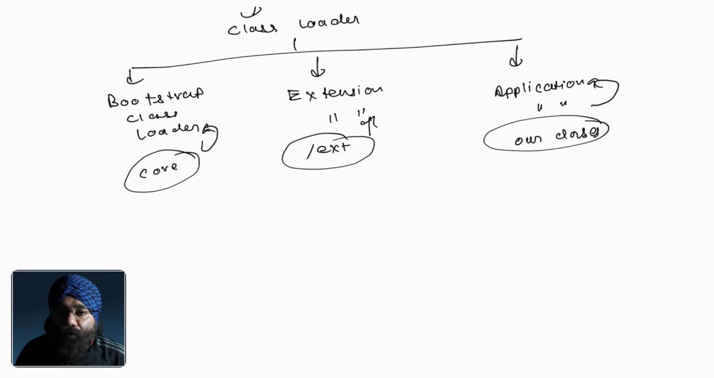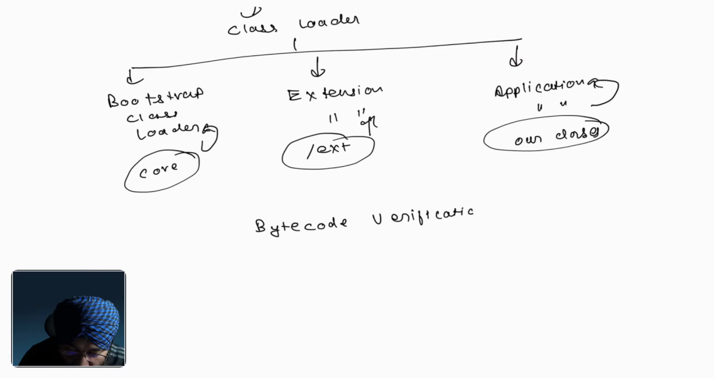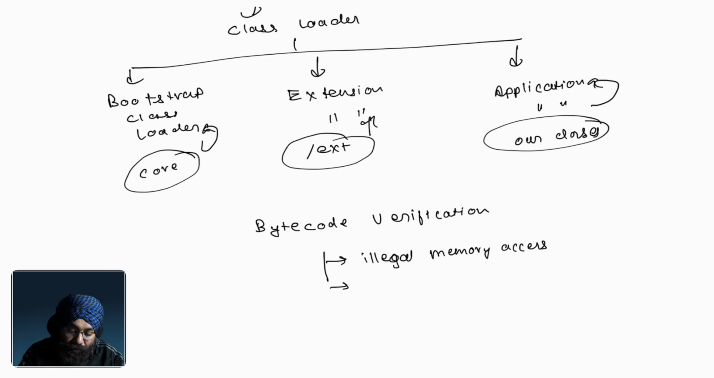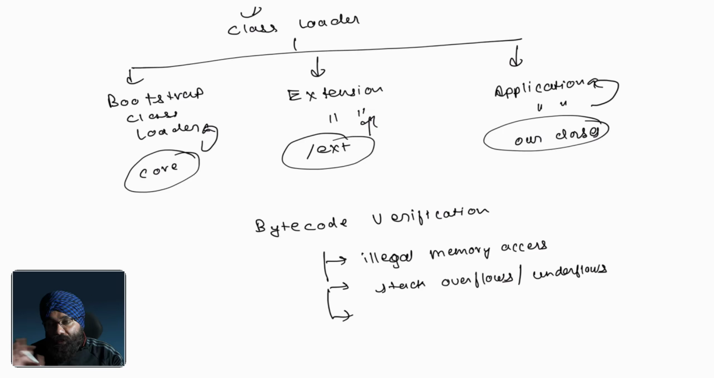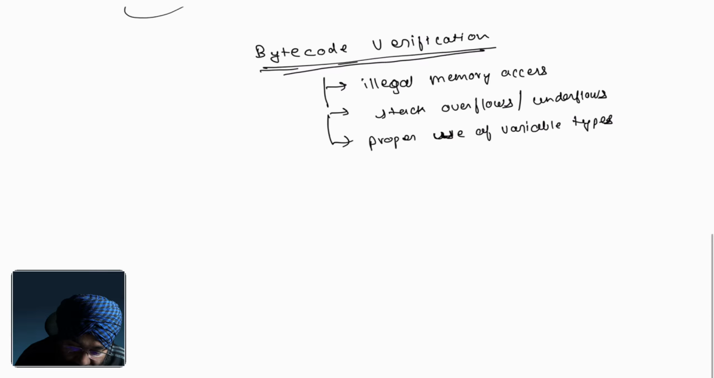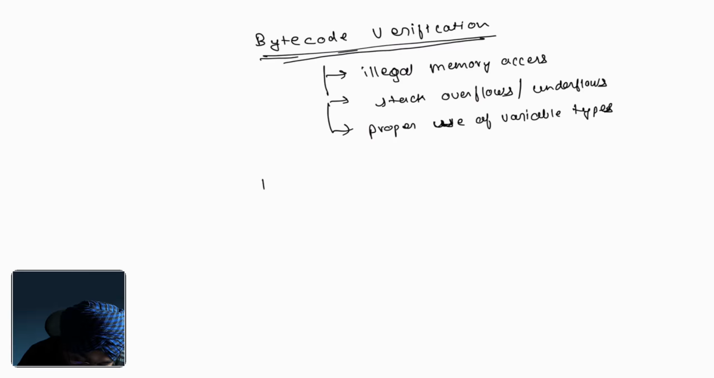Apart from loading the class into the memory, the JVM also does verification of the bytecode. Before loading the class into the memory, it verifies the bytecode for us. It checks that no illegal memory access is present in the code. It also checks for cases of stack overflows or underflows, and for proper use of variable types.